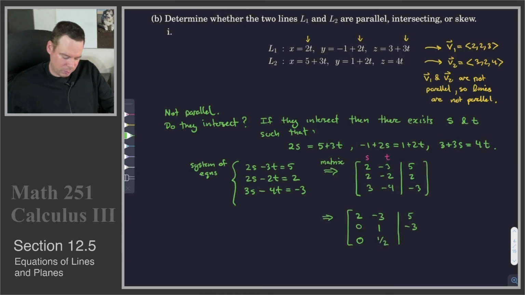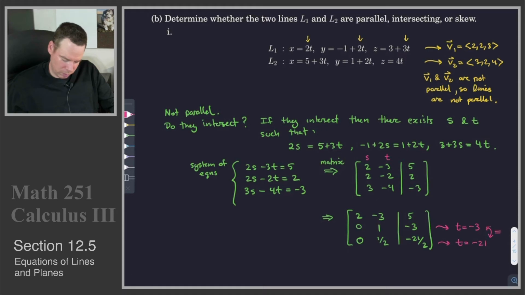Negative 3 halves times 15 is negative 15 halves. Negative 15 halves minus 3, so that's negative 15 halves minus 6 halves, or negative 21 halves. And it's from here that we see t is equal to negative 3. That's what the second equation tells us. But the third equation tells us that t has to be negative 21.